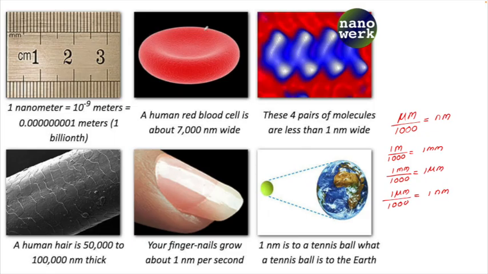So this RBC is 7000 nanometer wide. Our nail grows 1 nanometer per second. Every second, our nail grows by 1 nanometer. Human hair was originally 50 micrometer or 50,000 nanometers. This is how, when we move on to smaller and smaller objects, we use these units to describe the size of those small items.